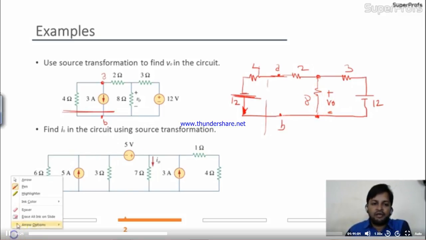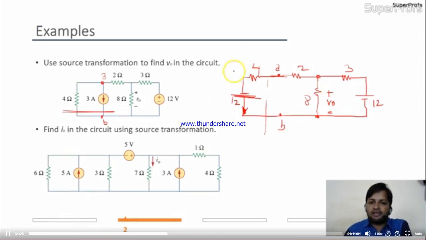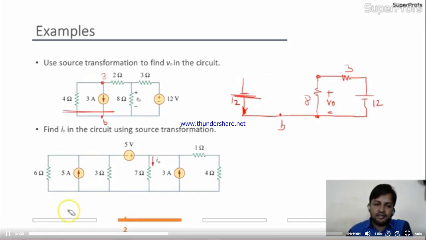Now again, if you observe this circuit carefully, you will see that this 4 and 2 are connected in series. So the resultant I can replace with 6 first. The resultant of these two terms I can replace by 6 first.